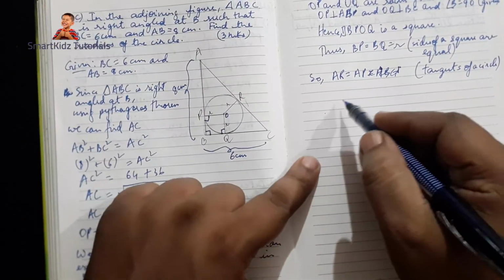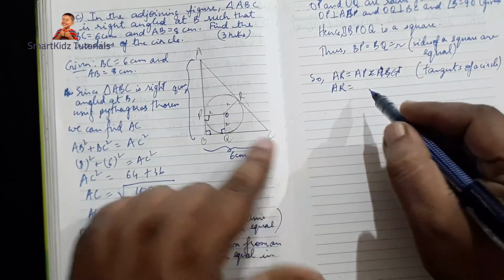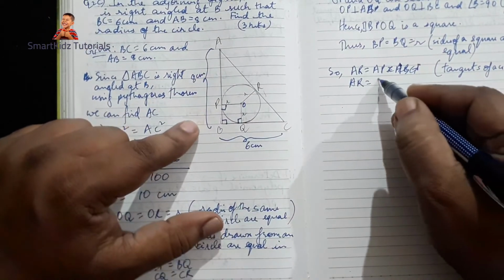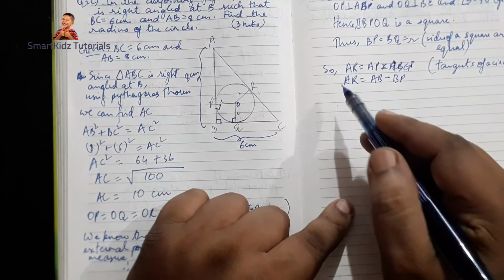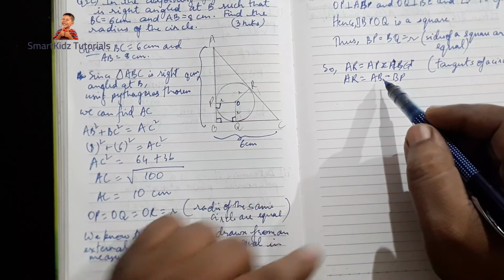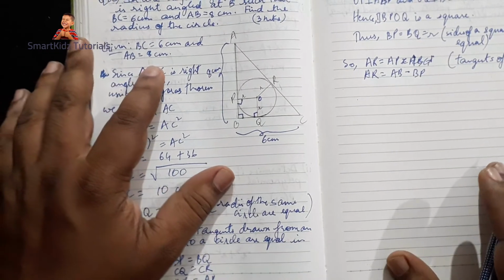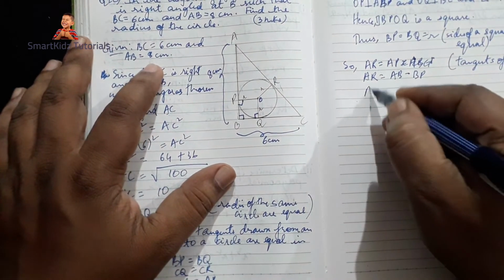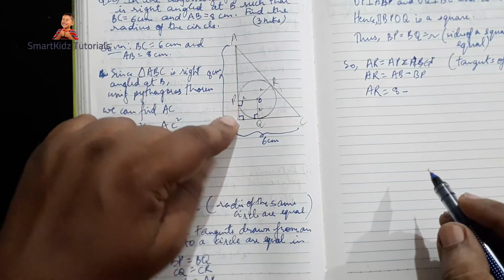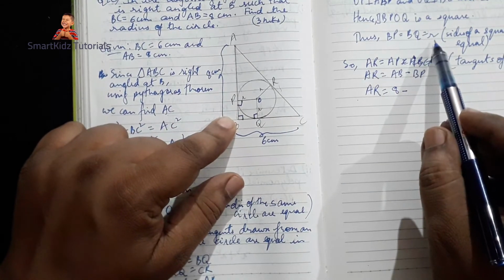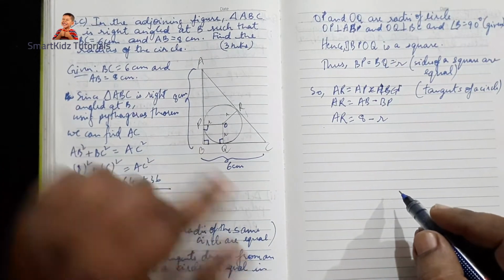Okay, and we can write AR, continue, and instead of AP we'll write this AP as AB minus BP. Then AB we have been given as 8. So we write AR equal to AB, which is 8, and BP is equal to R, which we mentioned over here. Okay, so we write that 8 minus R.